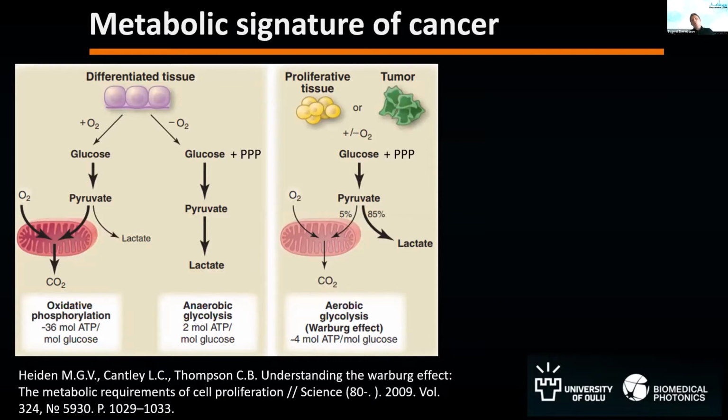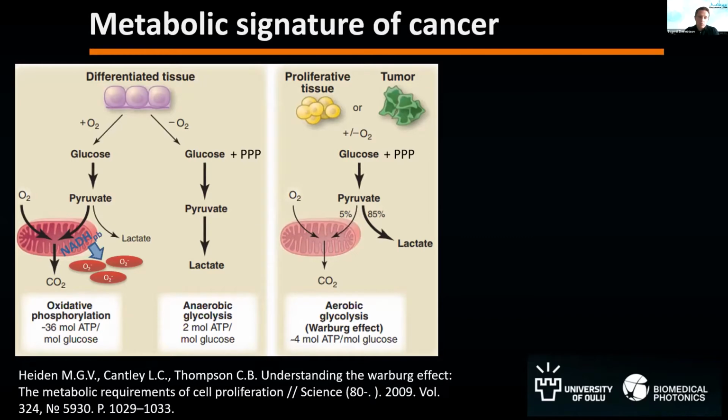Okay, what is the feature of cancer we could use for optical biopsy? Of course, there are plenty of optical technologies, and since our technology is sensitive to metabolic changes, we have to consider what's actually happening. So in differentiated healthy tissue, usually there is a balance between oxidative phosphorylation and glycolysis, anaerobic glycolysis, glycolysis plus the pentose phosphate pathway.